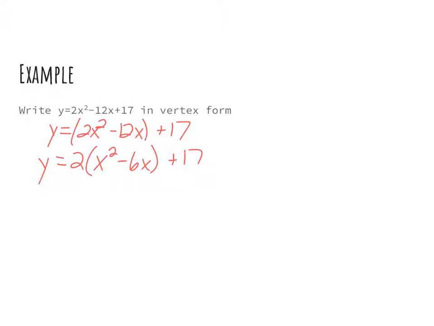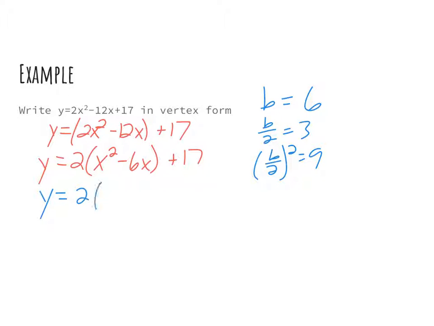I go off to the side to complete the square inside. So b is 6. Divide that by 2, I get 3. Then I'm going to square that and get 9. So I'm going to add 9 inside the parentheses. But really, again, I'm not adding 9 to the equation. I'm adding whatever 2 times 9 is. So I'm adding an 18 because it's a positive 18.